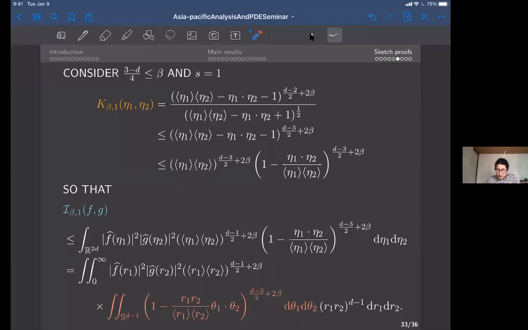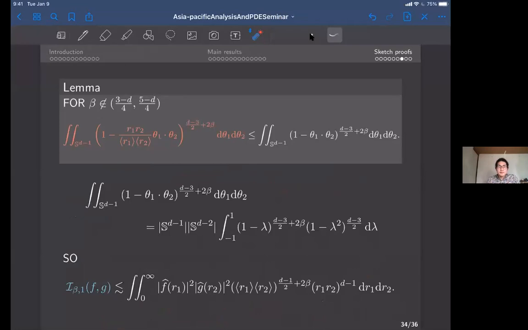Then using the polar coordinate, from here you get this. Now the problem is, in the wave case it was easy because this red thing only depends on θ1 and θ2, but now it has an R, the radial information. But we have this lemma.